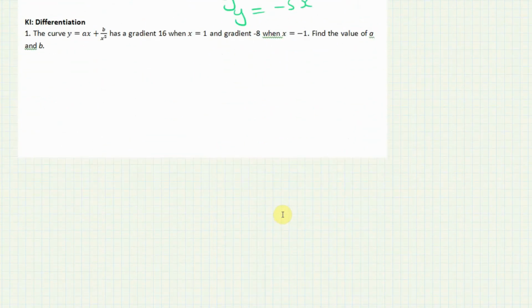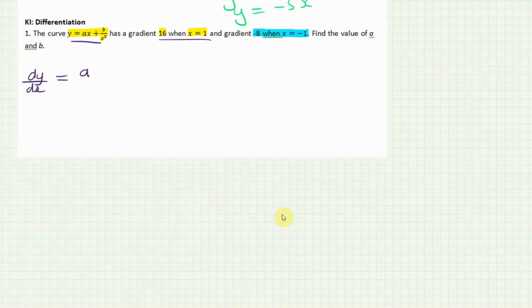Okay, now the last one of the day is a differentiation question. We've got a curve. It's got a gradient of 16 when x equals 1. And the second thing we know is that it's got a gradient of 8 when x equals minus 1. And we've got to find the values of a and b. So clearly this looks to be some kind of simultaneous equation. So let's look at this information here. So let's do dy/dx, which is our gradient function. So we get a.